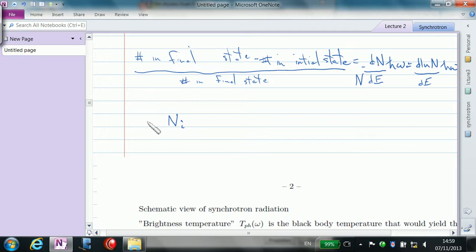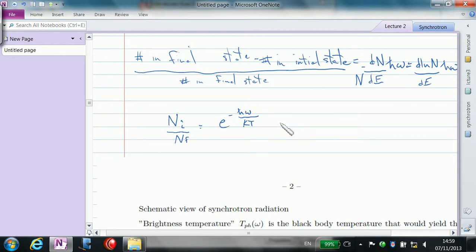n initial over n final is equal to e to the minus h nu over kT, right? That's the Boltzmann factor.